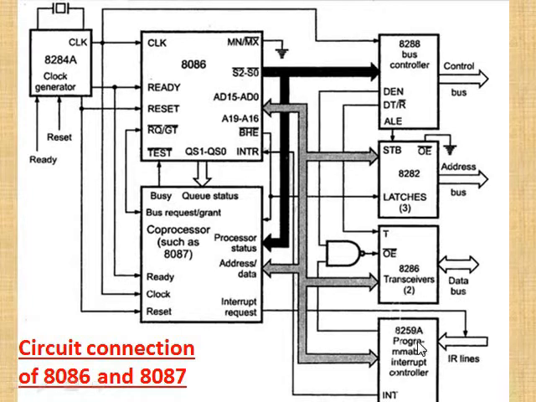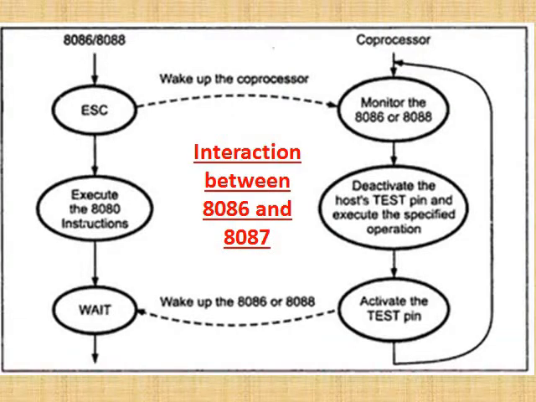8259 is a PIC, which is a programmable interrupt controller or priority interrupt controller, which is used to accept the interrupts from 8087 and send them to the main processor. This interface is also called the coprocessor configuration. And here 8086 is the main processor and 8087 is the coprocessor. To understand this interfacing, we will consider a program. For that, I am going to show a flow diagram of the interaction between 8086 and 8087.